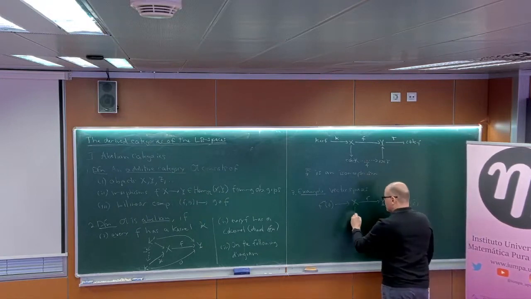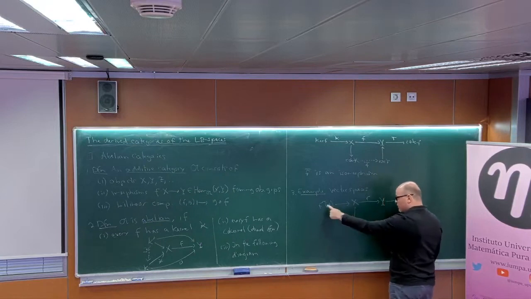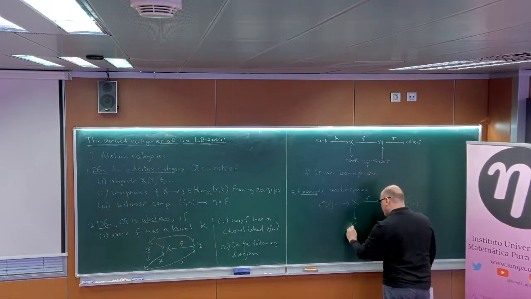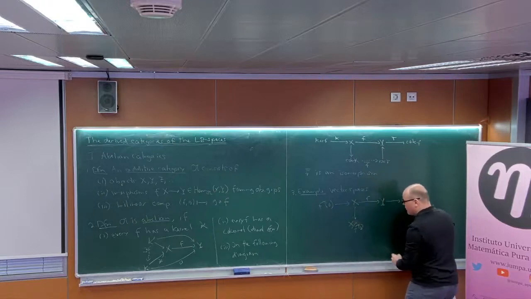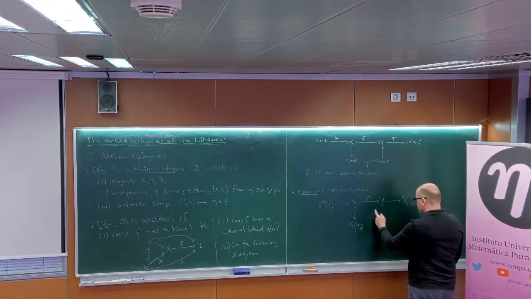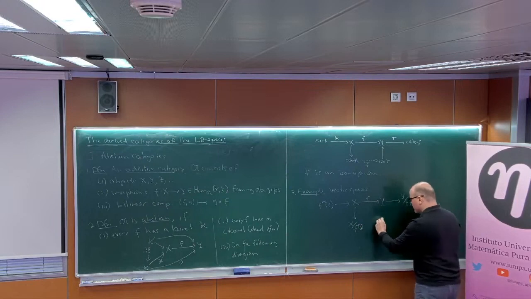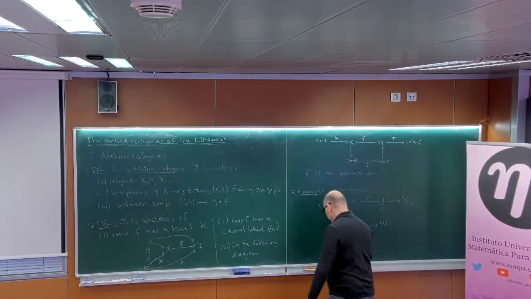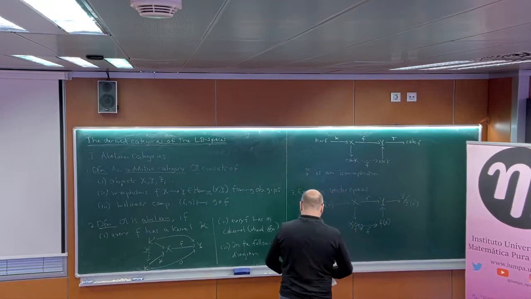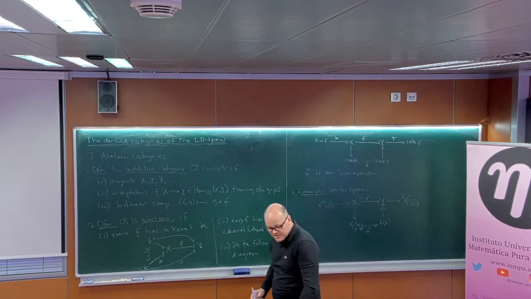And if you take the co-kernel of this inclusion of the pre-image of 0, you get this quotient here. This is f to the minus 1 of 0. And here you get just what you kill in this quotient. So you get this. And this map f bar is the obvious map here. And you know that this is an isomorphism. Okay, so that's not such an interesting example.